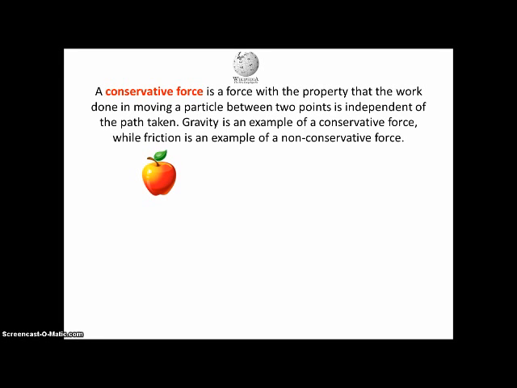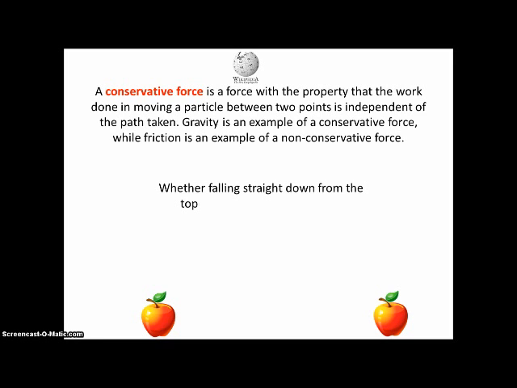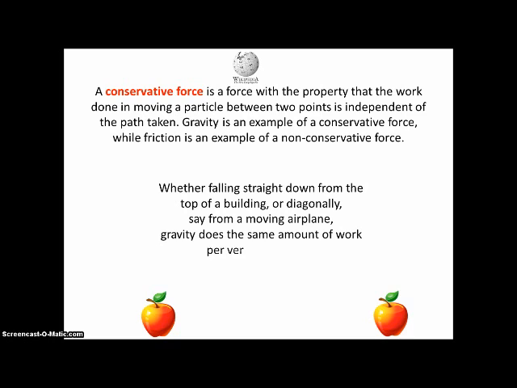So for example, let's say we have an apple that drops straight down, or maybe we have an apple that drops sideways. Whether falling straight down from the top of a building or diagonally, say from a moving airplane, gravity does the same amount of work per vertical distance. That's why it's a conservative force.